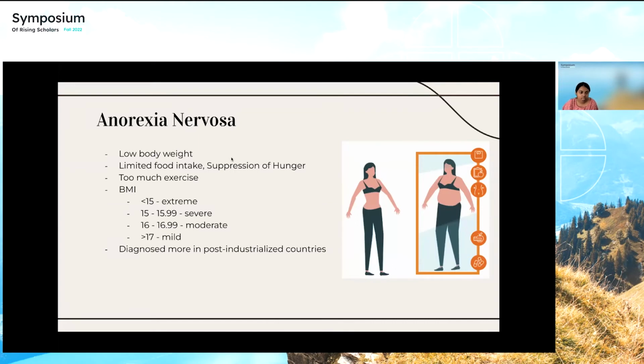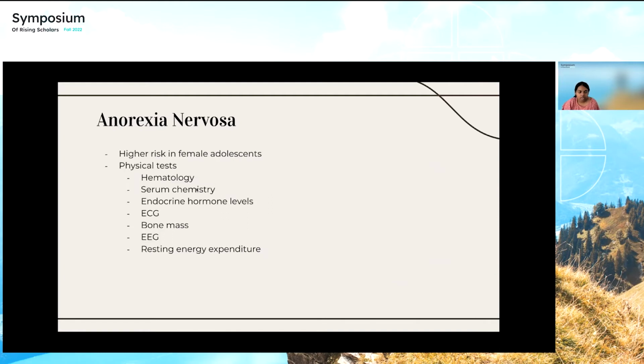And anorexia is diagnosed more in post-industrialized countries, which doesn't mean that it's diagnosed less in other countries, but rather that more people seek care for it in post-industrialized countries. Anorexia is of higher risk in female adolescents, and it is necessary to rule out all other possibilities before diagnosing it as anorexia. A bunch of physical tests, including hematology, serum chemistry, endocrine hormone levels, ECG, bone mass tests, EEG, and a resting energy expenditure test are all taken before diagnosing anorexia.